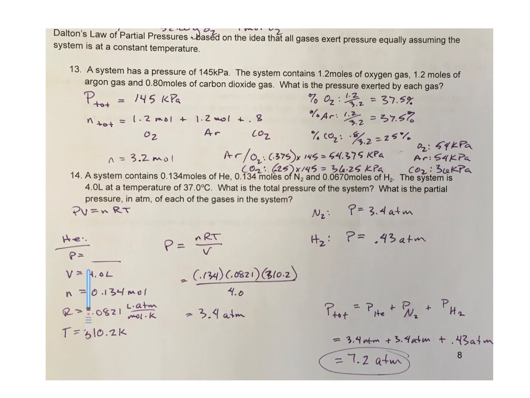Now, since nitrogen and helium have the same n value, like these two values are the same, that means they're going to have the same pressure. And then you use the same formula. Instead of putting 0.134 in, we would use the 0.0670 moles for the hydrogen, and that would give you a partial pressure of hydrogen at 0.43. So since we know the total pressure is equal to the sum of each individual partial pressure, 3.4 plus 3.4 plus 0.43, when rounded to the tenths place, would give us a number of 7.2 atmospheres.